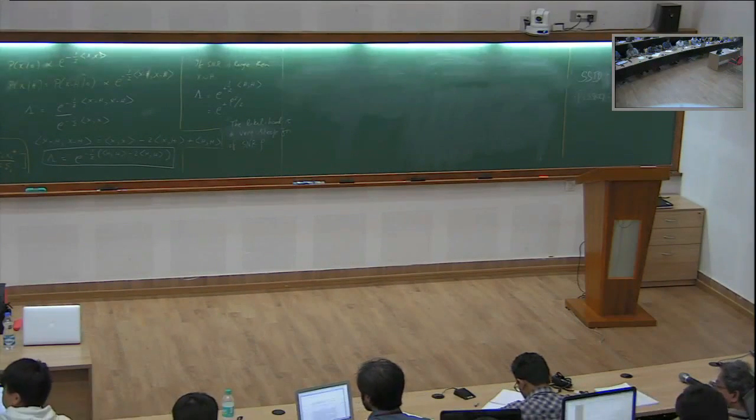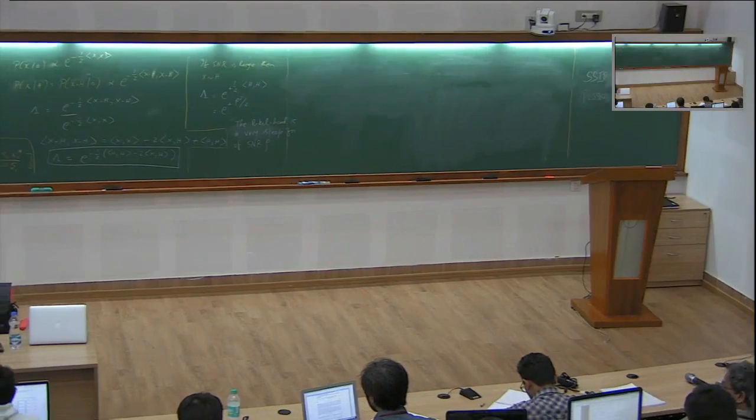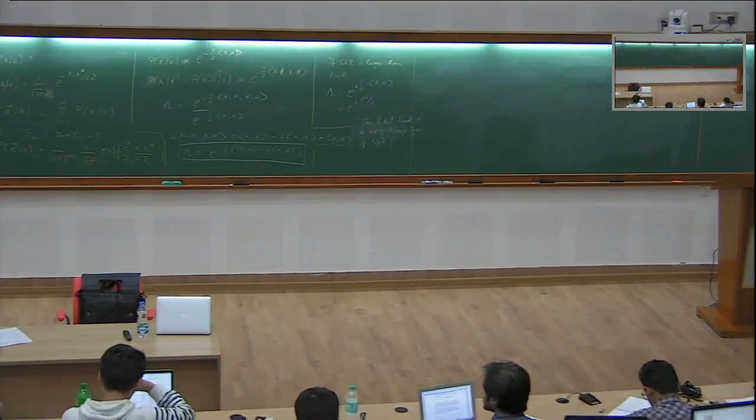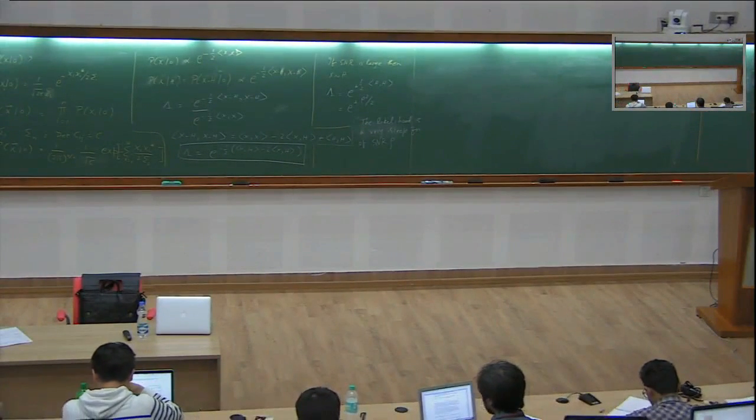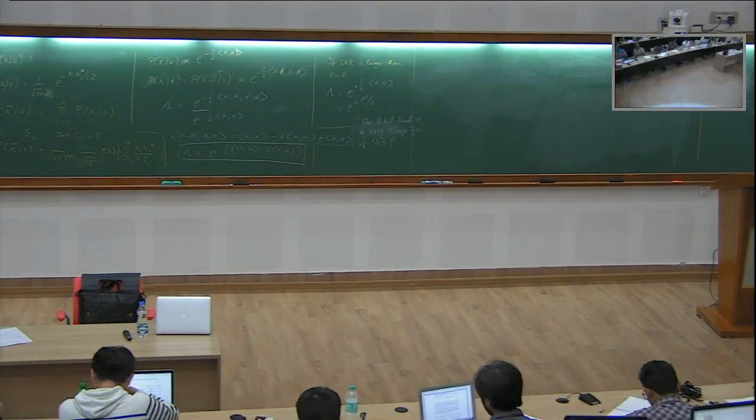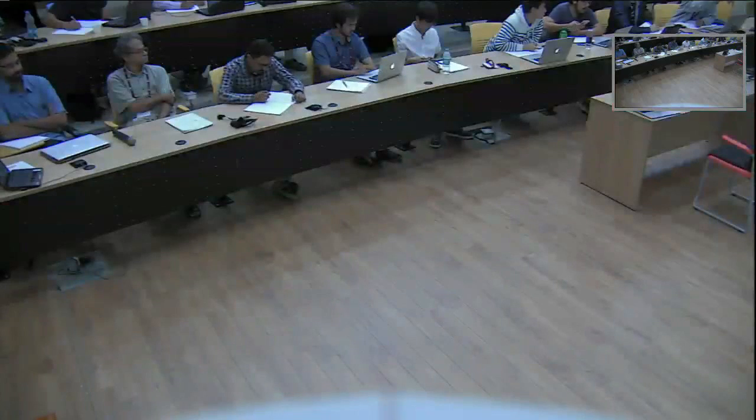Sorry? Explain once more the meaning of the vector X. The X is nothing but the Fourier transform of the data. X is the Fourier transform of the data. What's the meaning of the vector? Oh, vector X. Yeah. Oh, okay. Yeah, I didn't write it all the time. It is just the collection.